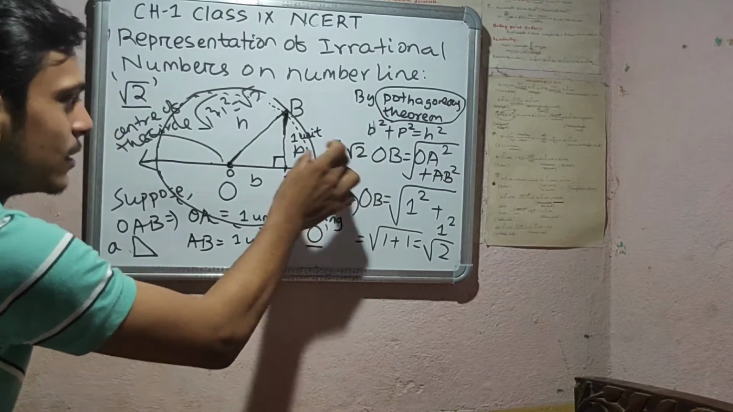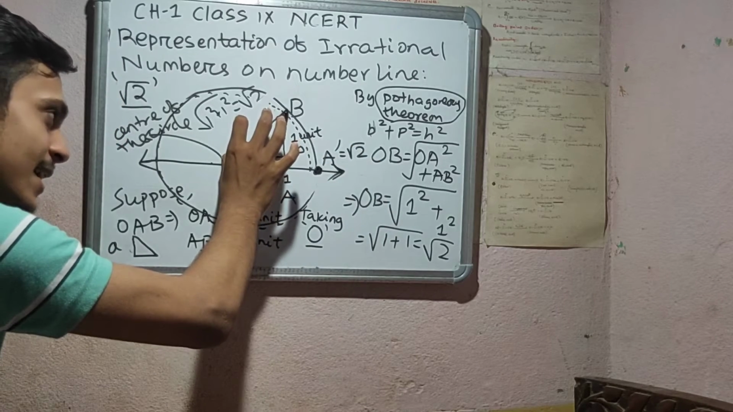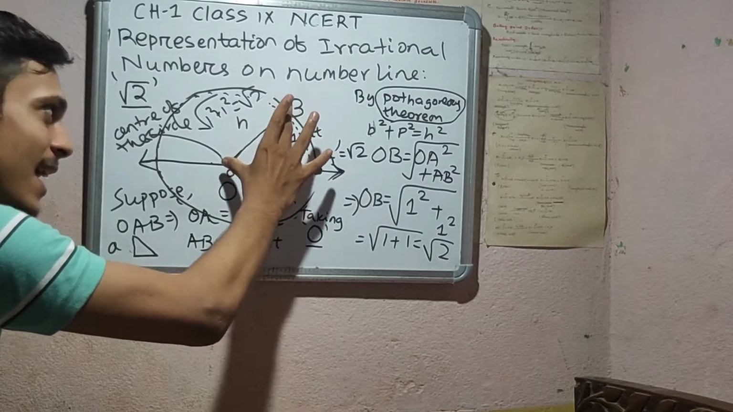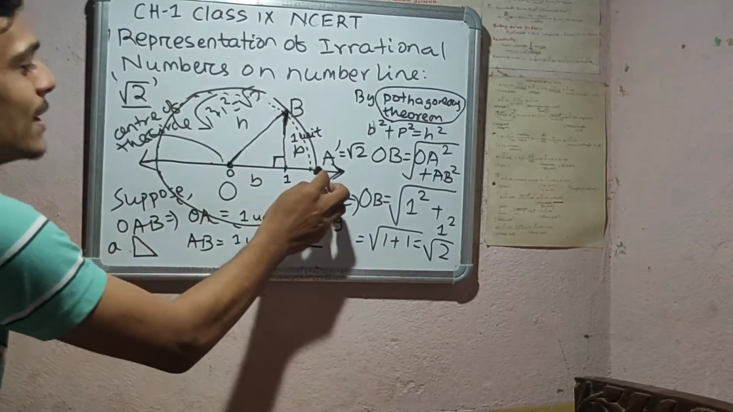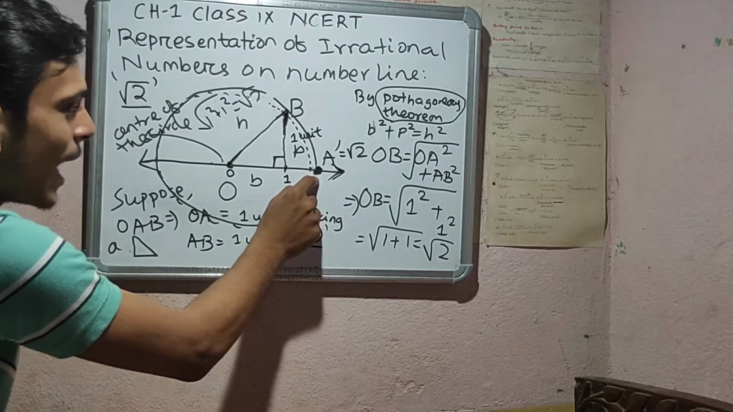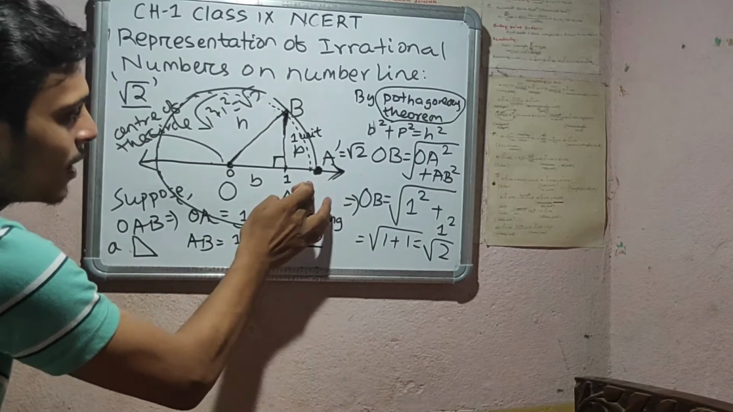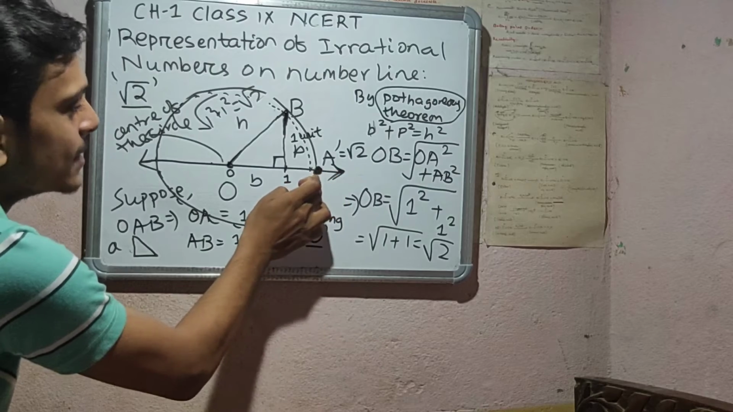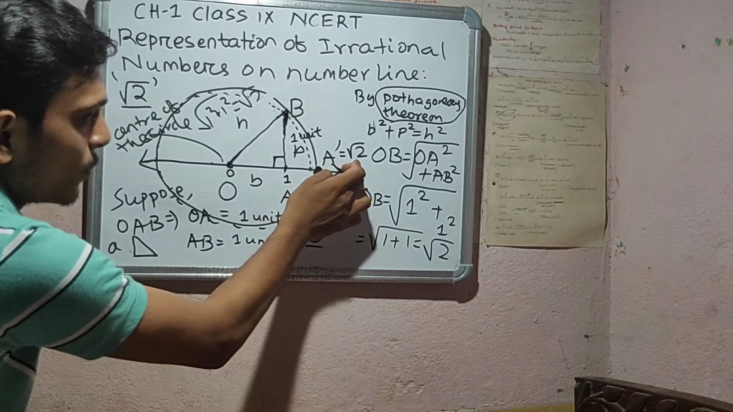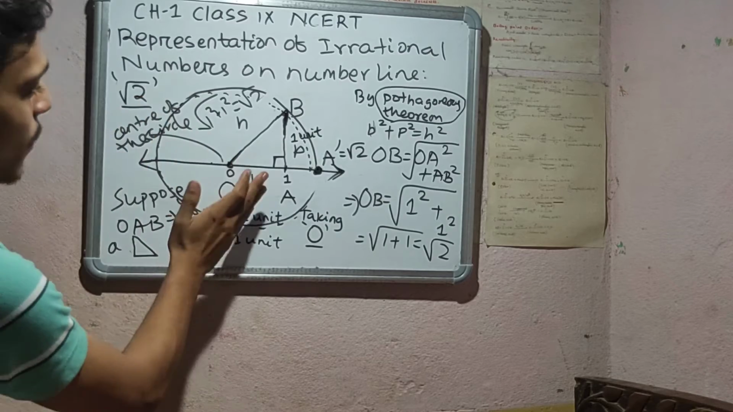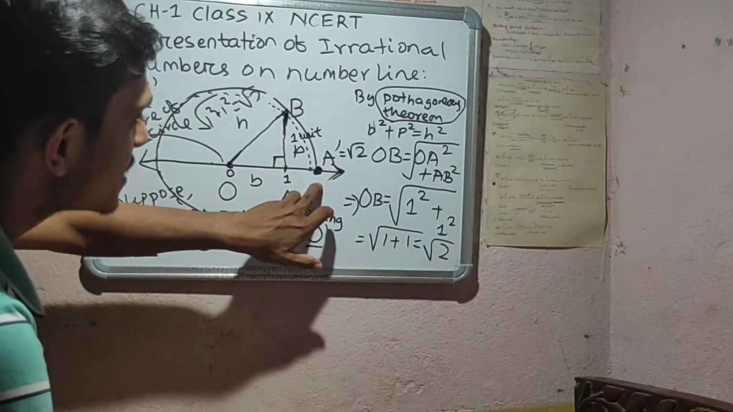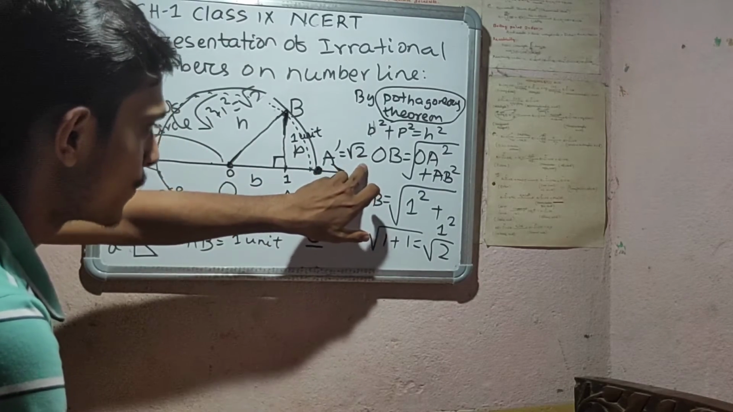Clear? So taking the center as O and OB as the radius, you draw a circle which cuts the real number line on the right hand side. On the real number line, this point is the square root of 2. That is the location of square root of 2 on the number line. Clear?